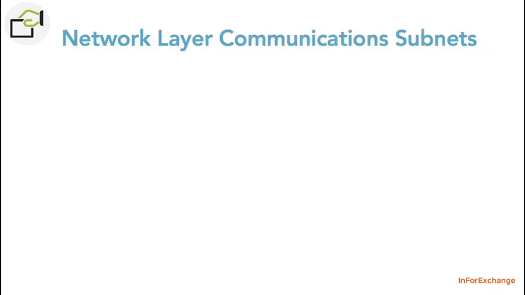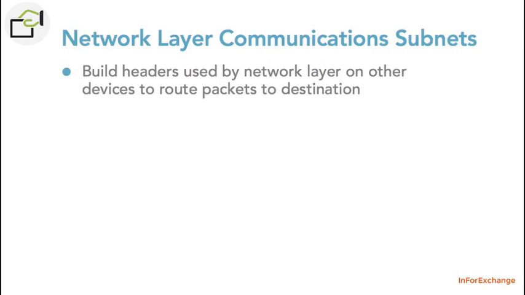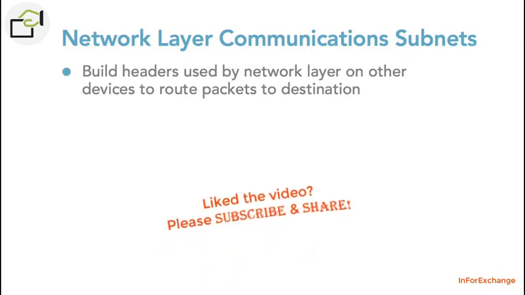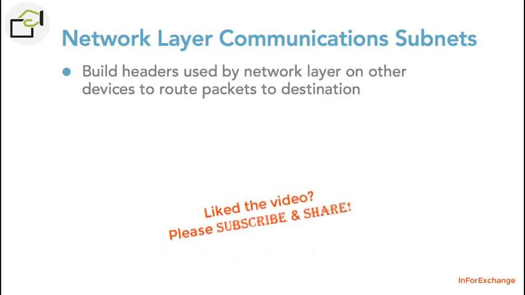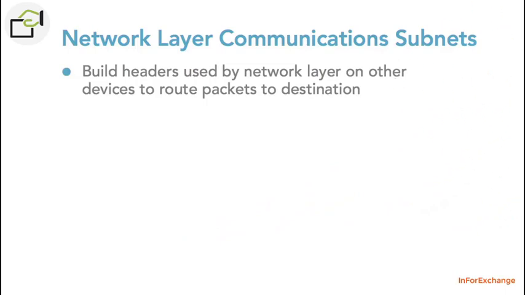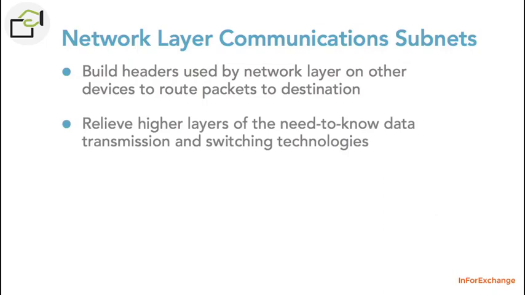Part of the reason the network layer is able to do all these things is because it builds specialized headers that are used by the network layer on other devices in order to route packets safely and correctly to the destination they're trying to go to. These headers that are created by the network layer relieve higher layers of the OSI model from having to know anything about the data transmission or the switching technologies that are being used on the network. That becomes the job of the network layer, and the higher level layers can then spend their time and effort doing whatever it is they are intended to do.